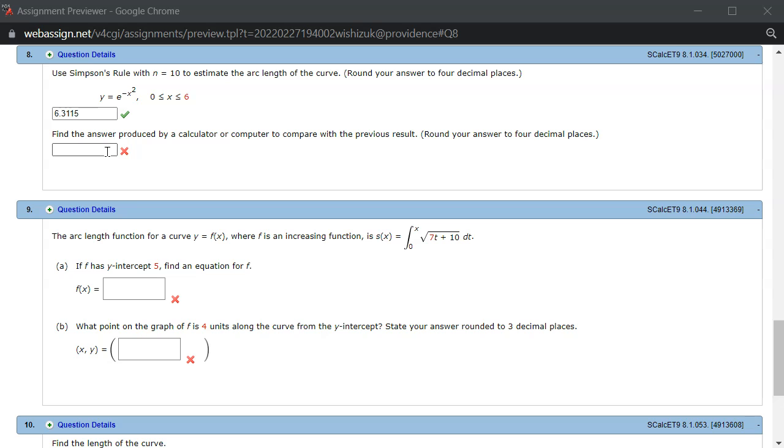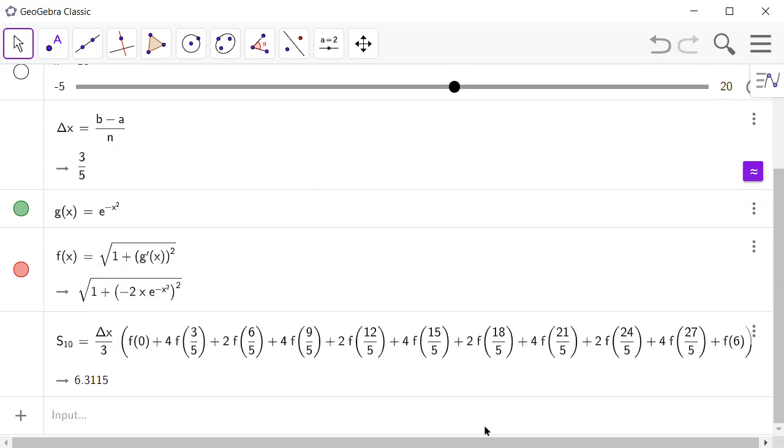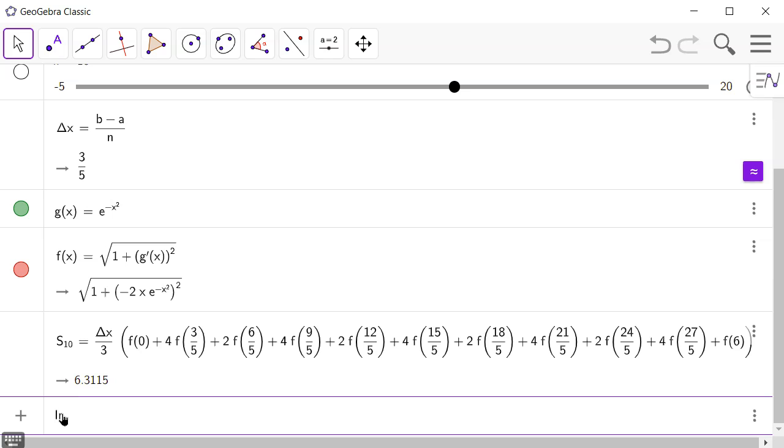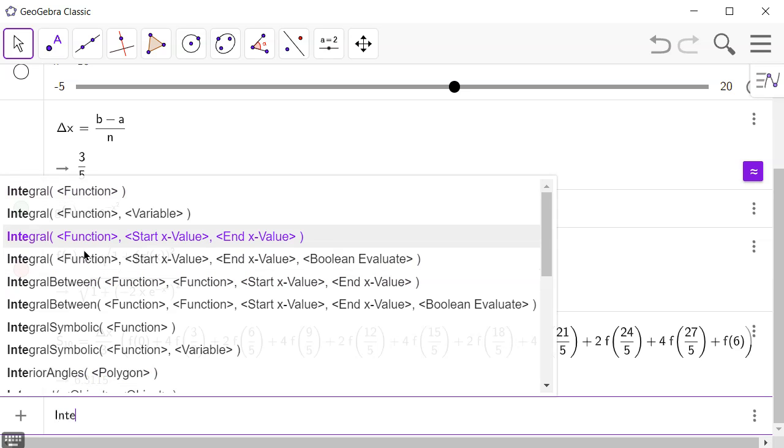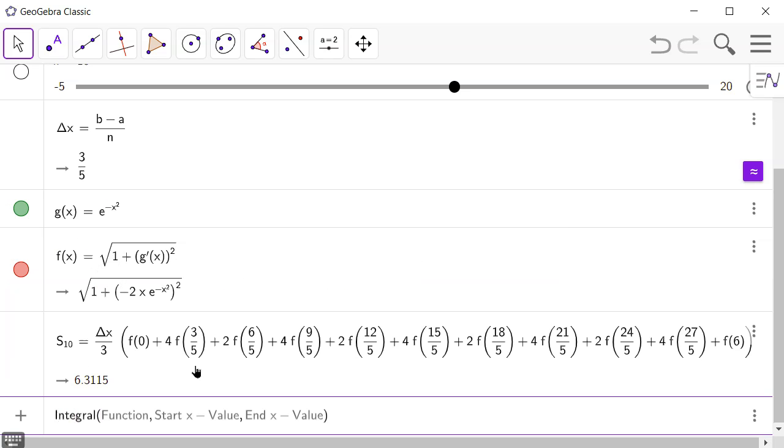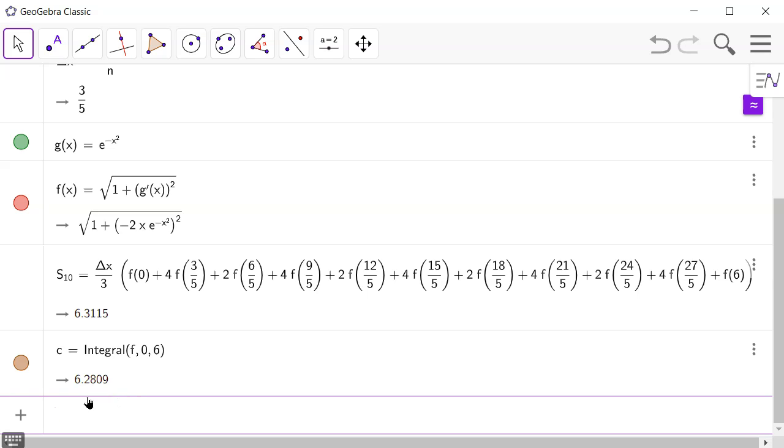Now to find the answer produced by a calculator, we're going to have to go here. f is the integrand, so we just have to integrate. So integrate the function f, with starting number 0 and ending at 6. This is what we're trying to approximate. I'm going to hit enter. So it came out to be 6.2809. Let's type it in.